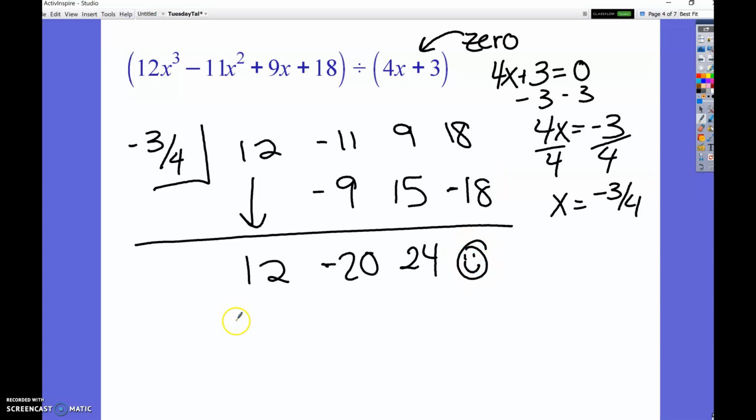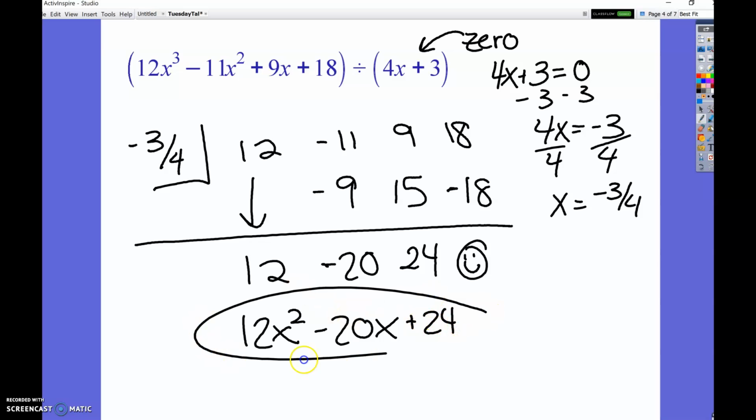We like that. So I went down a power. This will be 12x squared minus 20x plus 24. With no remainder, and it was a cubic, it reduces down to a quadratic. So just watch that 0, just something that will not be on the quiz. I won't do a linear term with a coefficient out here, but I just wanted you to see that.